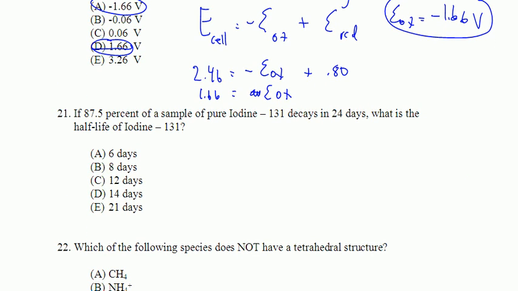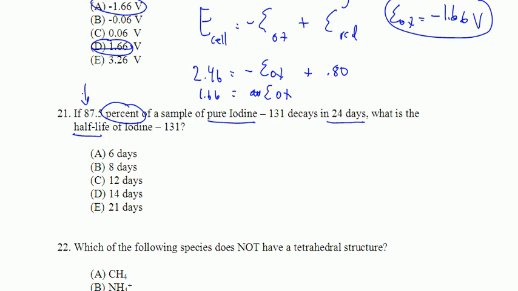Okay, 21. 87.5% of a sample of pure iodine decays in 24 days. What is the half-life? Okay, you could have done this many different ways. You could have kept taking half of 131, which is its molar mass, until you got down to 87.5% of it having decayed, and worked backwards from there.